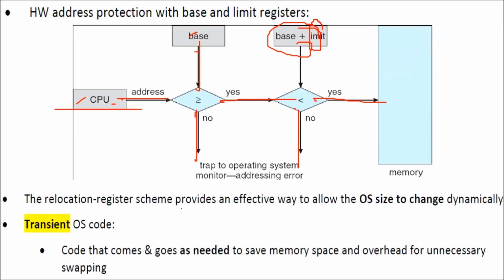The relocation register scheme provides a very efficient way to allow the operating system size to change dynamically. There is also transient operating system code, that is, operating system code that comes and goes as needed, to save memory space and overhead from unnecessary swapping.